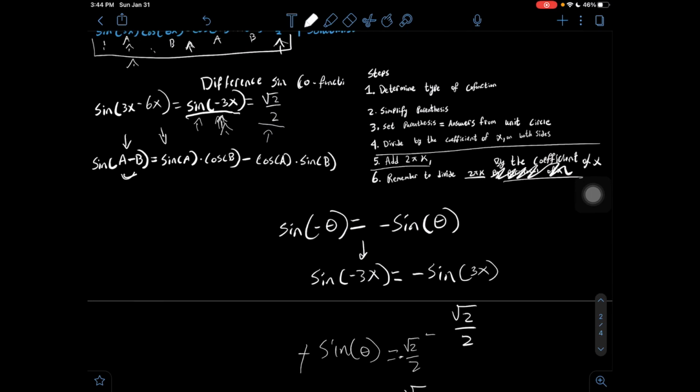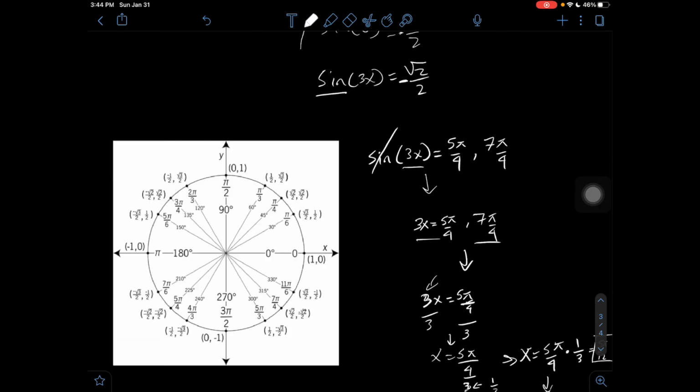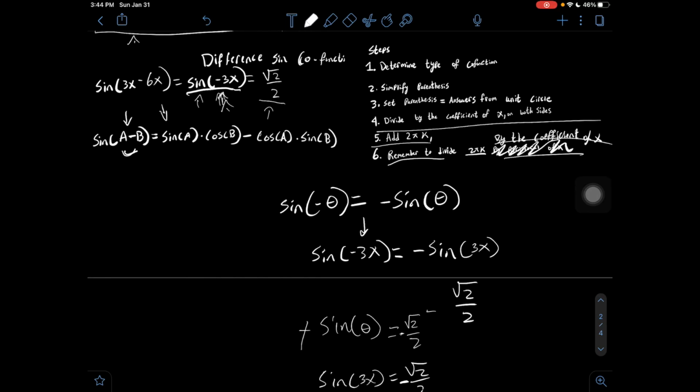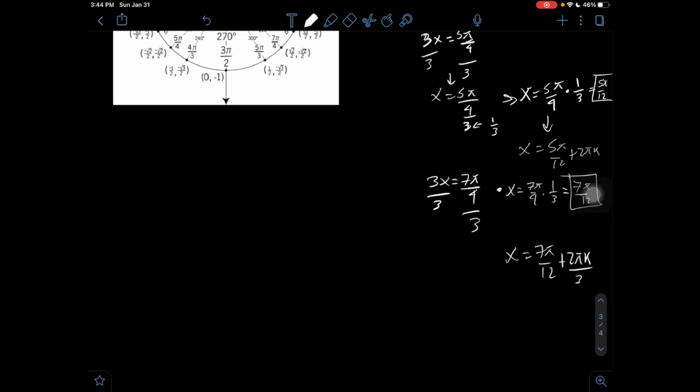And now we need to add 2 pi k to both of our answers. So that means we have x equals 5 pi over 12 plus 2 pi k, as well as x equals 7 pi over 12 plus 2 pi k. Let's see what the last step says. The last step says to remember to divide by the coefficient of x, or divide 2 pi k by the coefficient of x. So remember the coefficient of x was 3. We're going to divide 2 pi k by 3, and same goes for this one.